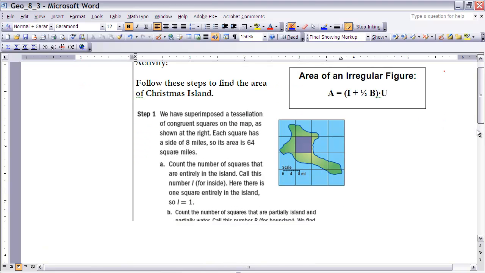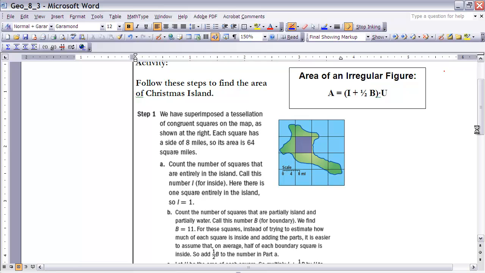So if I look at step 1, we have Christmas Island and we've superimposed it on a graph. Each one of these squares is 8 miles on a side. So if it's 8 miles on a side, we know that the area of one of those squares is 64 square miles. The first thing that we're going to do is count up the squares that are completely covered by the island.